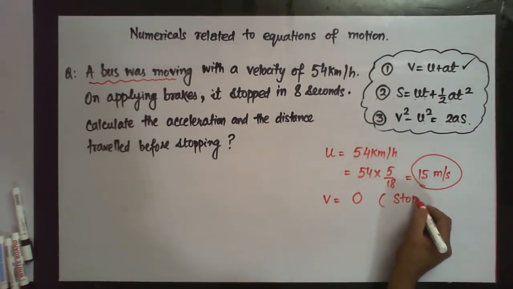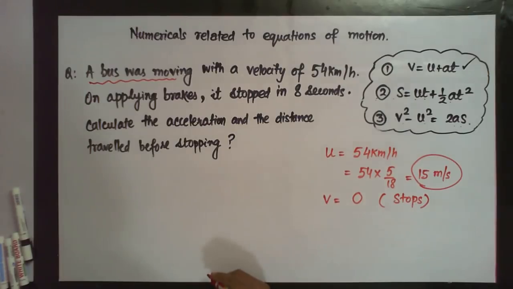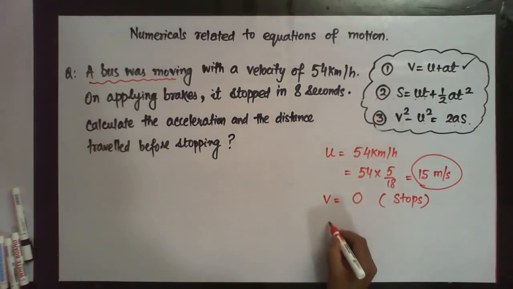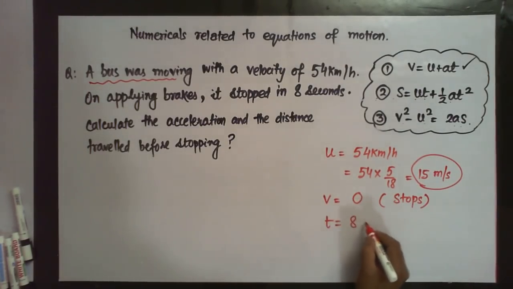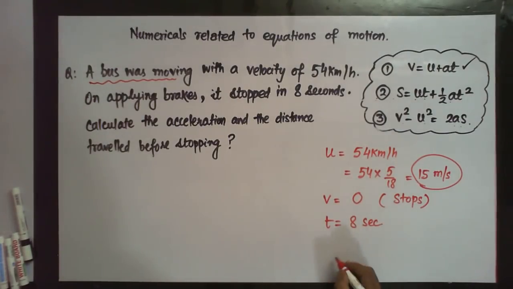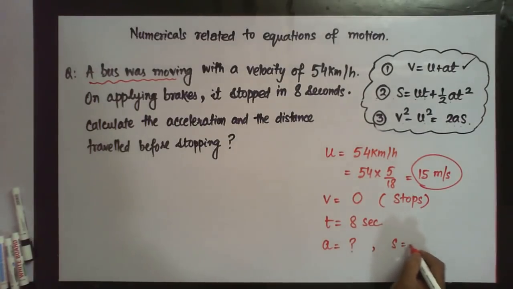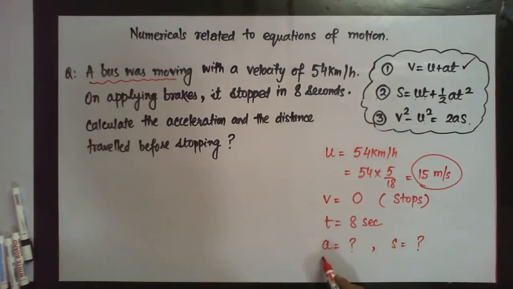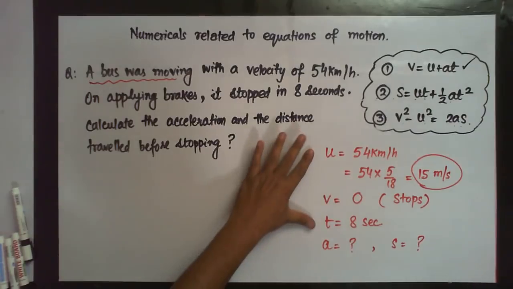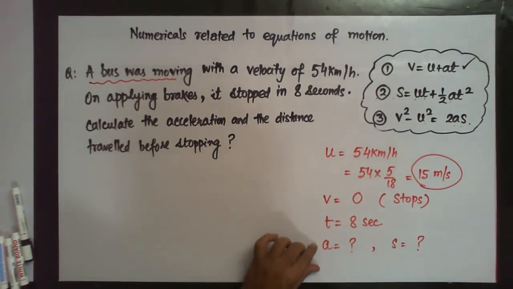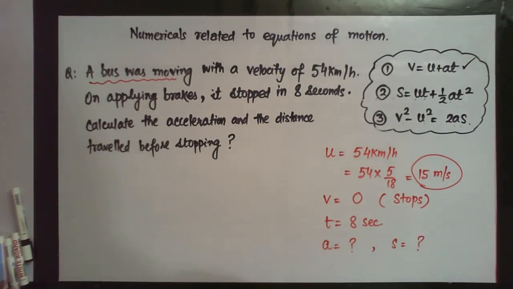As the bus stops in 8 seconds, so time is 8 seconds. Calculate the acceleration of the bus and the distance traveled before stopping. So we need to find a and S from this question. So u, v, t is given, so we can find out a. To find out acceleration we always use the first equation of motion.